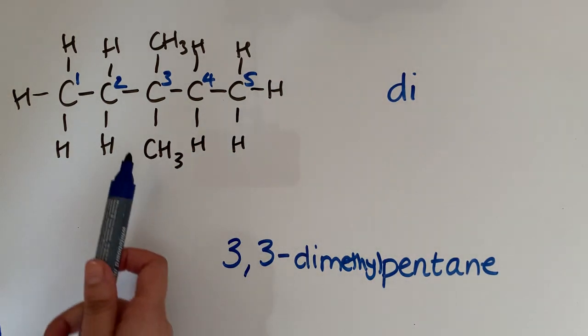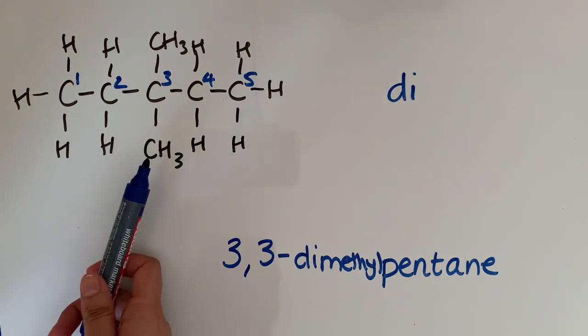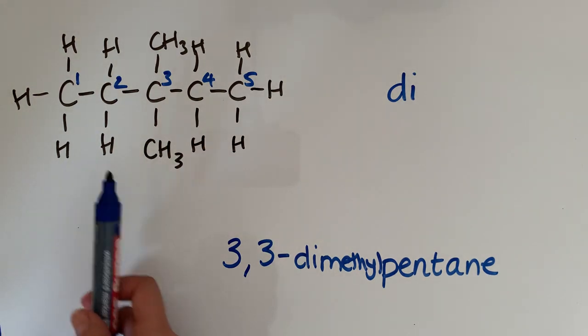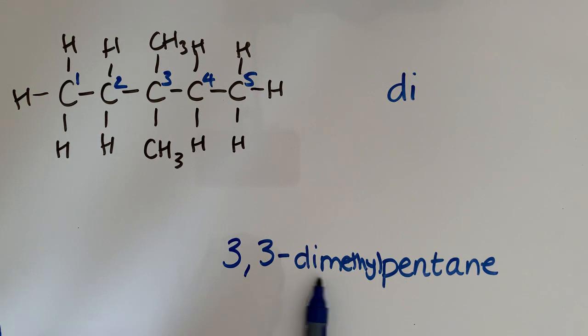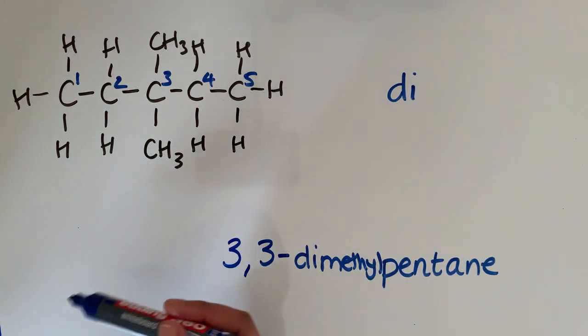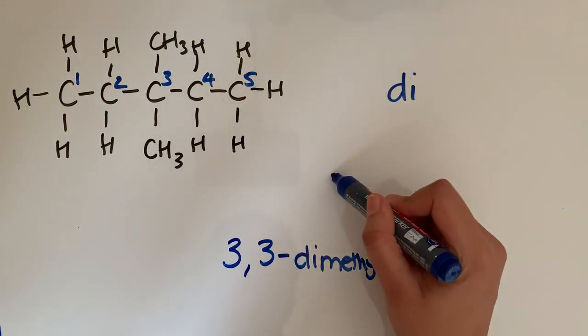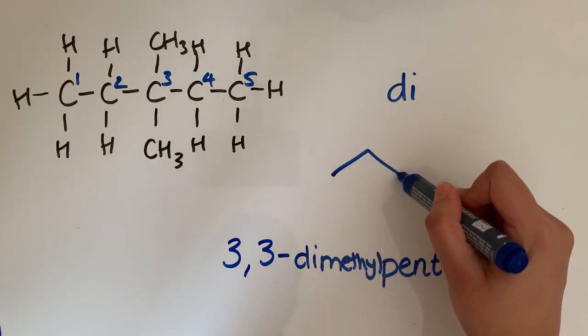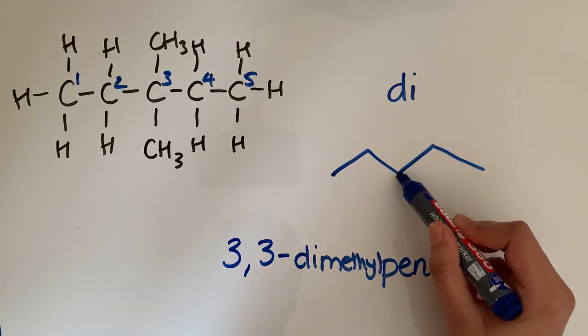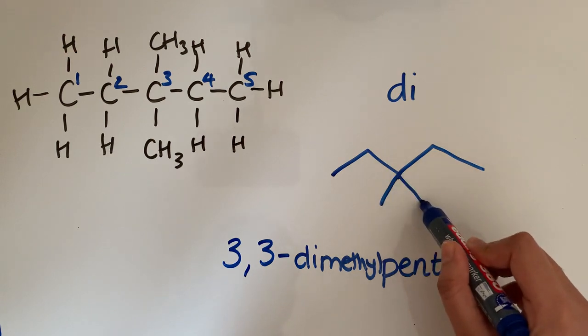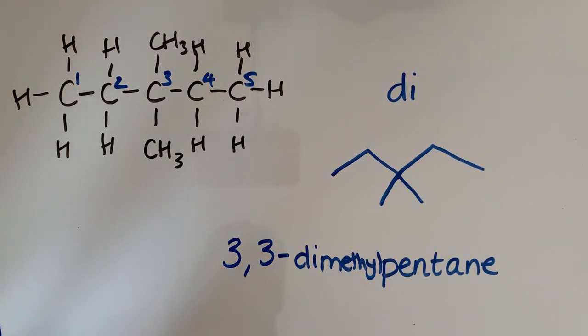If we have 2 of the same branch in a molecule, we put the prefix di in front of methyl, and then we have to give a number for each of those. So they're both coming off of carbon 3. So this is 3,3, one number for each methyl. 3,3-dimethyl pentane. If I was to draw the skeletal formula for this, it'd be 1, 2, 3, 4, 5. Coming off of carbon 3, we have 2 methyl groups. So I draw it out like that.